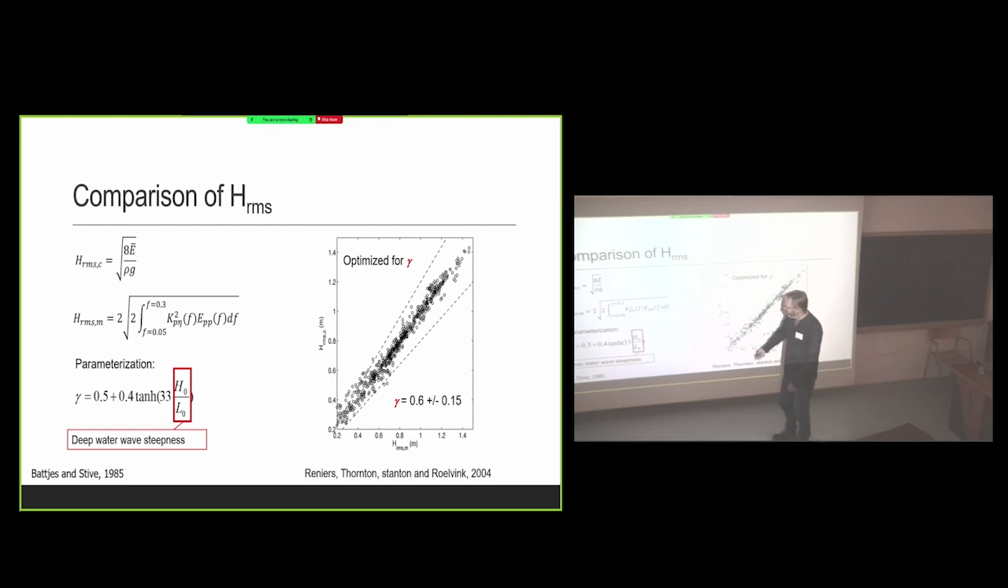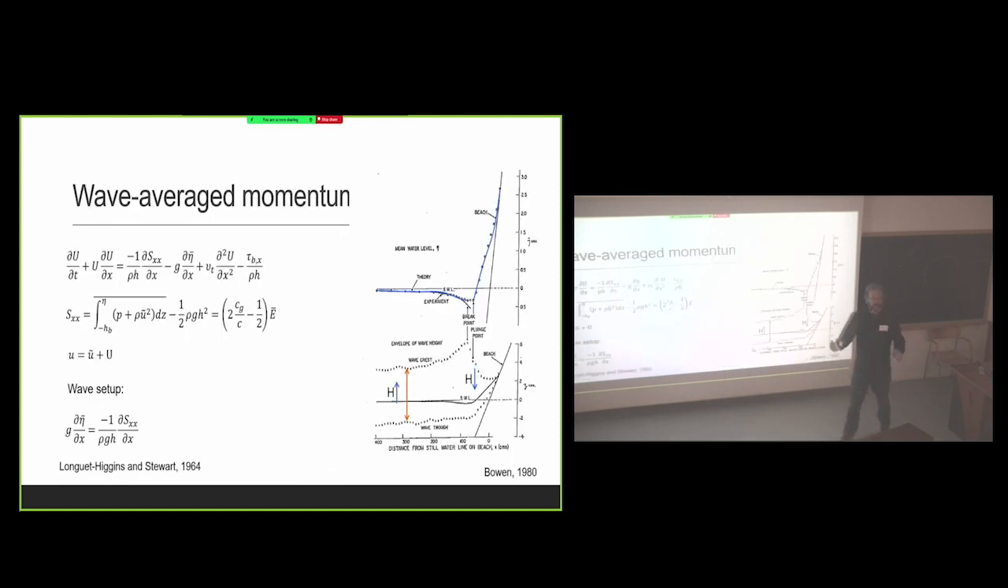If you use a parameterization, so this is the one by Battjes and Stive, then you'll probably get more of an error, but my experience is that it actually is working pretty well. So then, in that case, you need to relate it to the deep water wave height and the deep water wavelength. So there are many of these parameterizations, and I'll mention a few in a minute.